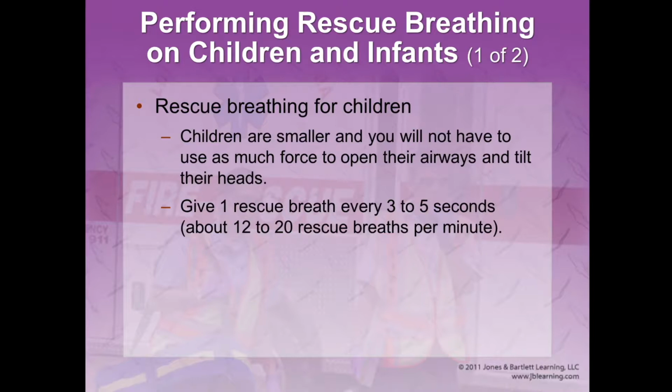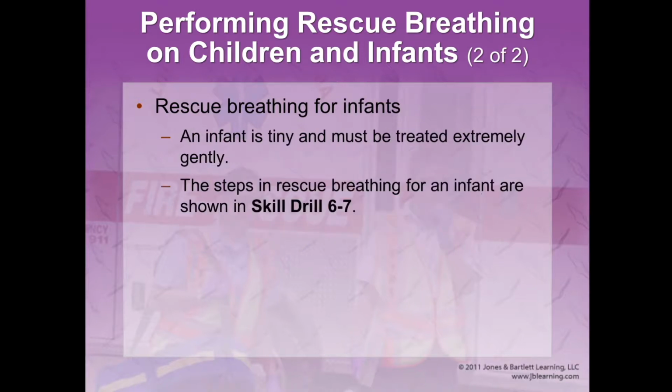Also, a good way to get a patent airway with a child is to put something under the shoulders, like maybe rolling up a towel or a piece of clothing to prop their shoulders up a little bit. It'll open up their airway just a little bit, but keep their neck in the neutral inline position. That'll be your best way to deliver ventilations and keep a patent airway.